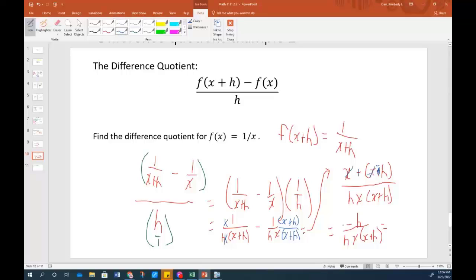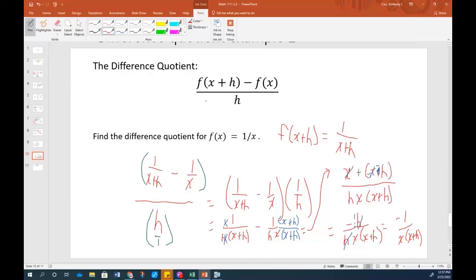But this h on the denominator cancels with that h. Don't forget that there's an understood 1 in front of that h. So the h's cancel, and we get negative 1 over x, x plus h. And that's the answer.